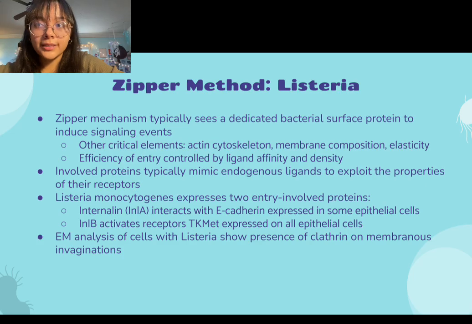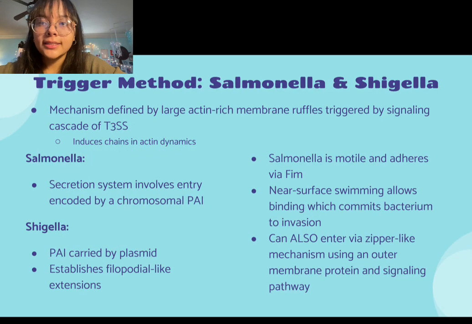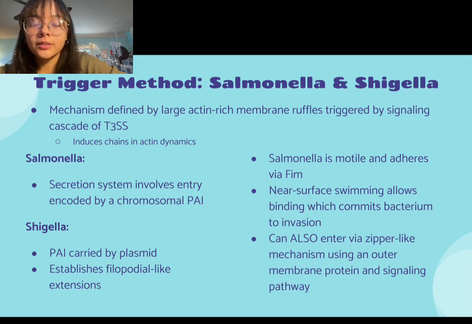as isolated clathrin-coated pits. Shigella and Salmonella are two bacteria that use the trigger mechanism to enter cells. This mechanism is defined by the formation of large actin-rich membrane ruffles triggered by a signaling cascade of T3SS that induces localized transient changes in actin dynamics.